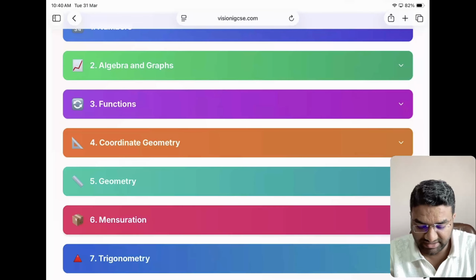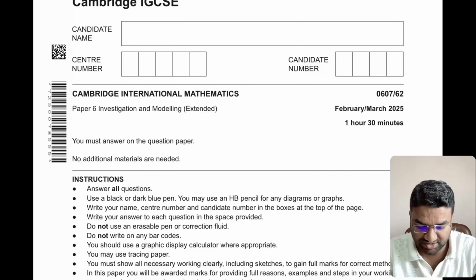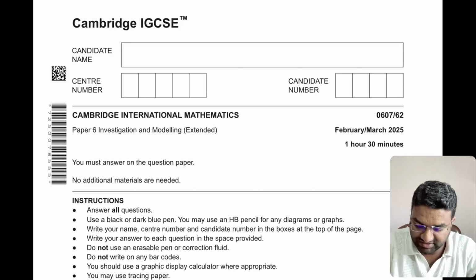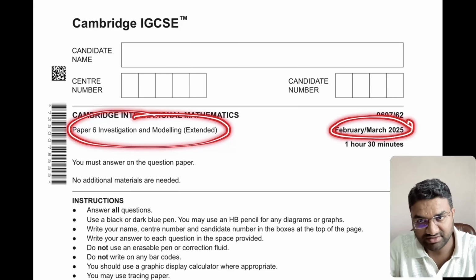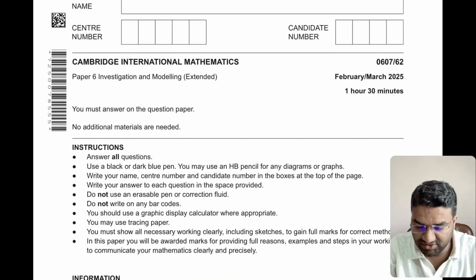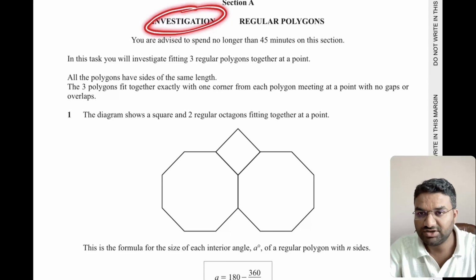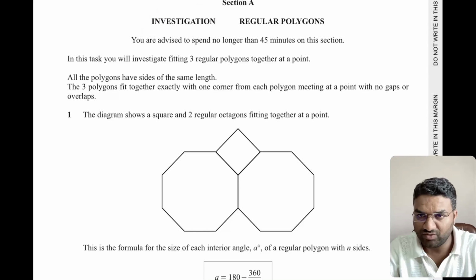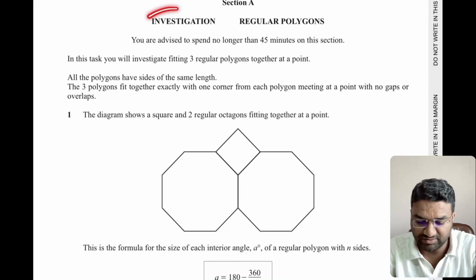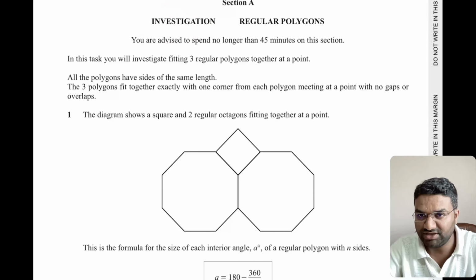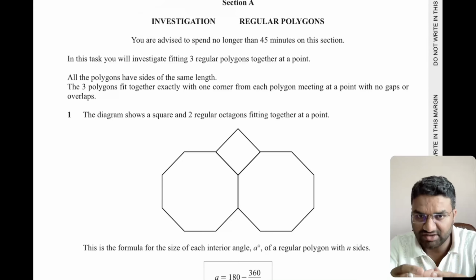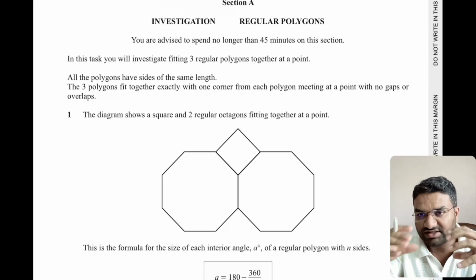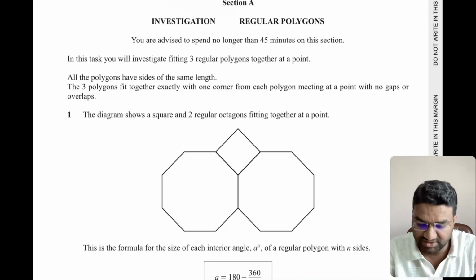All right, then we'll jump onto the paper question. Here you have an investigation and modeling question, Paper 6, February/March 2025, meaning last year's paper. For the core paper you will have only one section, investigation, and the extended paper has two sections: section A is investigation and section B is modeling. If you have a good understanding of the theory part, that's enough to solve all the questions of this paper.